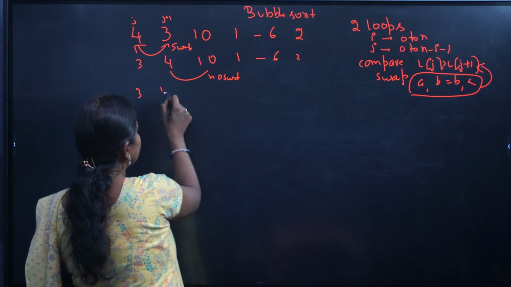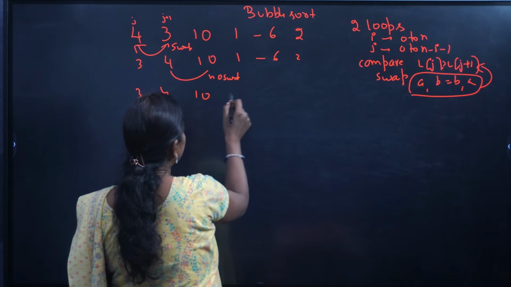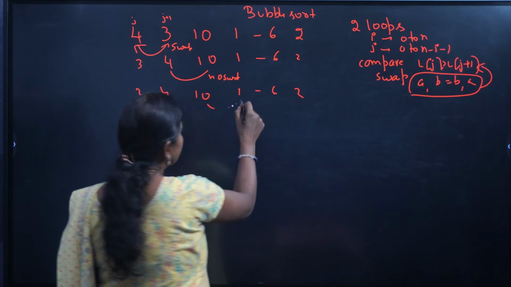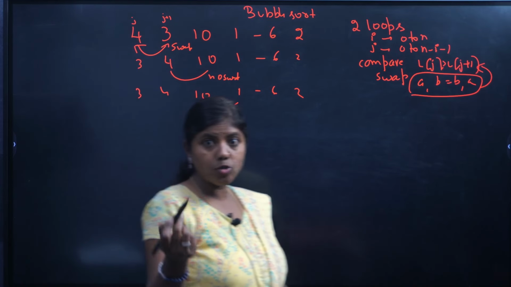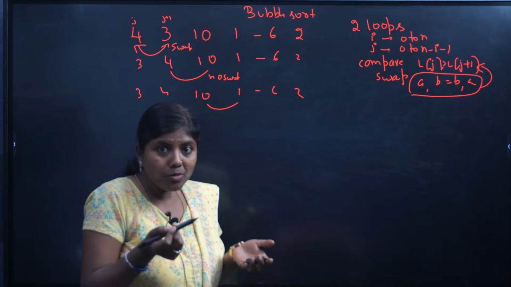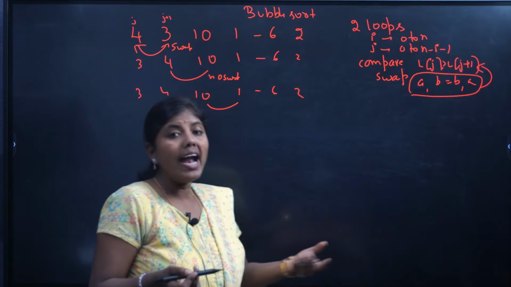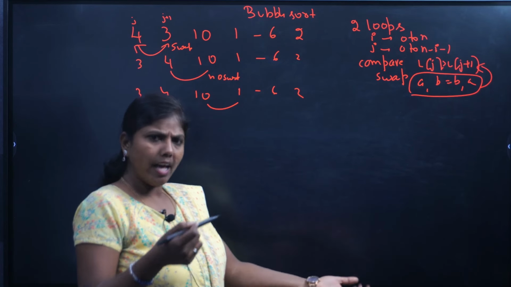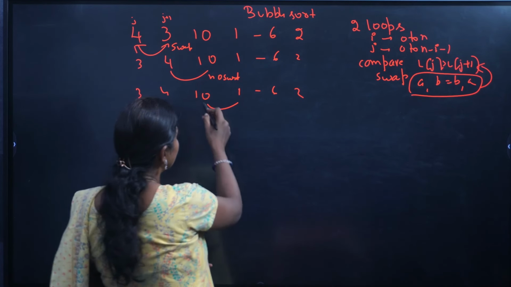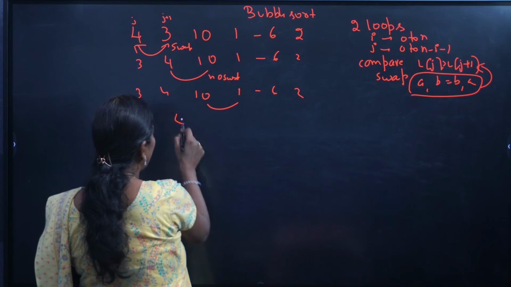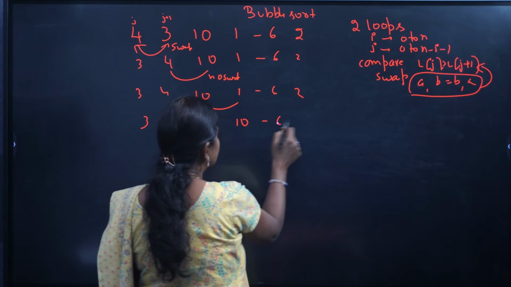Okay, we'll go for the next iteration. That's going to be 10 and 1. Definitely 10 is greater than 1, so I have to swap it. What I'm doing is comparing L of J and L of J plus 1, and if it's greater, I'm swapping. So swap it: 3, 4, 1, 10, minus 6, 2.